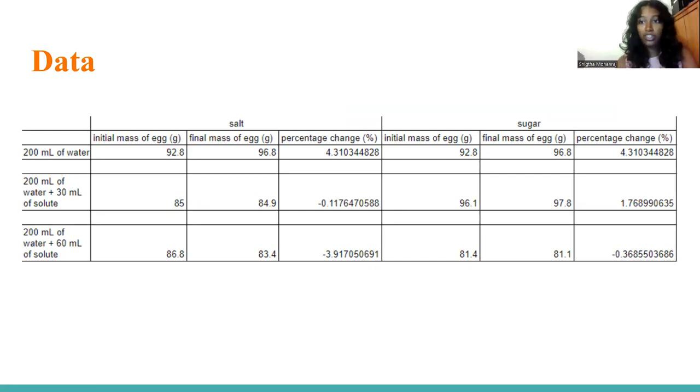So in 200 milliliters of water, we could see how the mass of the egg increased as expected. This varied between the salt and the sugar. So for the salt, the mass did roughly the same. It was under a 1% decrease, so it was roughly the same. And for the sugar, it did increase by almost 2%, but it's still significantly less than just having it in plain water. And then as expected, when it was placed into the 60 milliliters of the solute, the percentage change of the mass did decrease. So mass was lost from the egg, and this was expected.